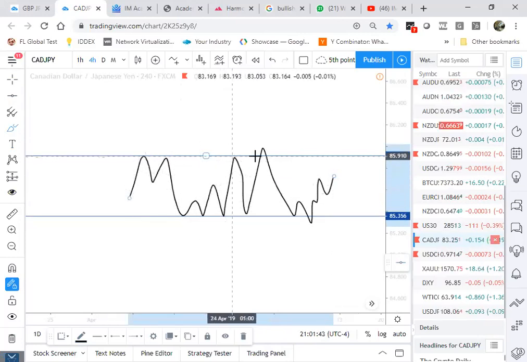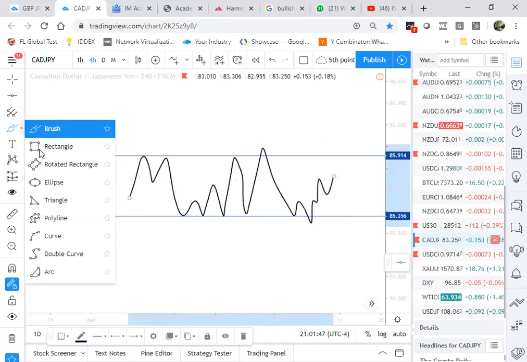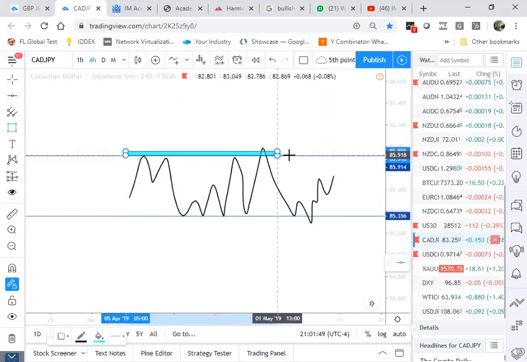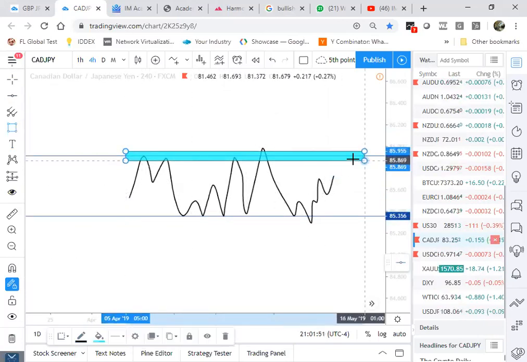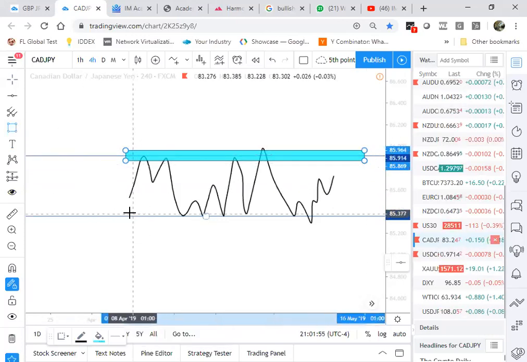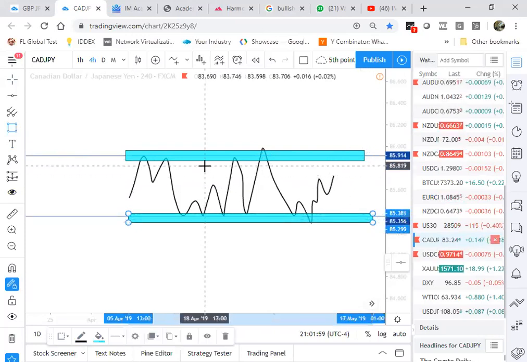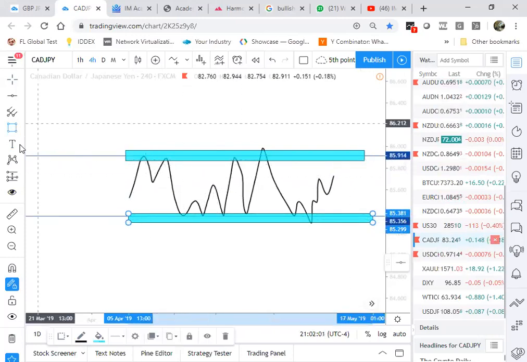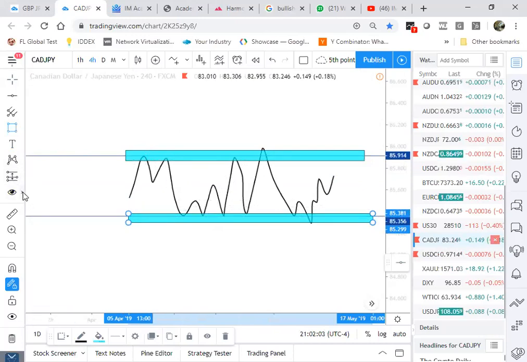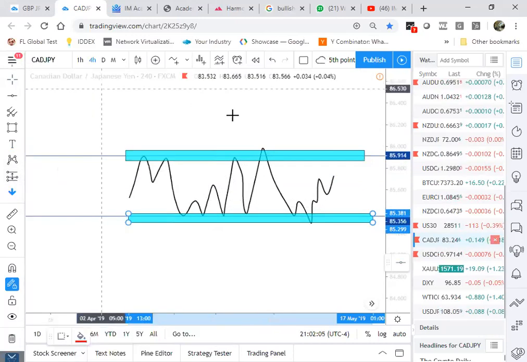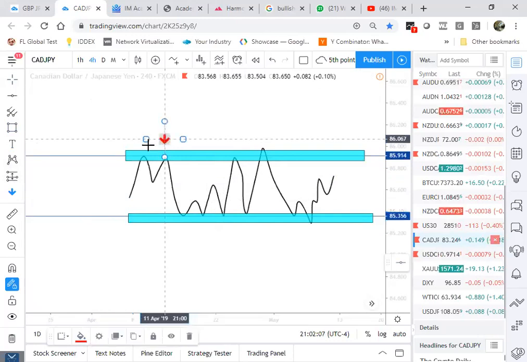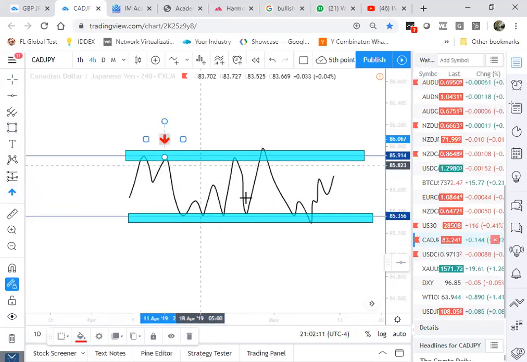So let's say this is your resistance, this is your support, right? You have your zones to cover the area. But the thing is, most retail traders will sell at this point and they will buy at this point, right?